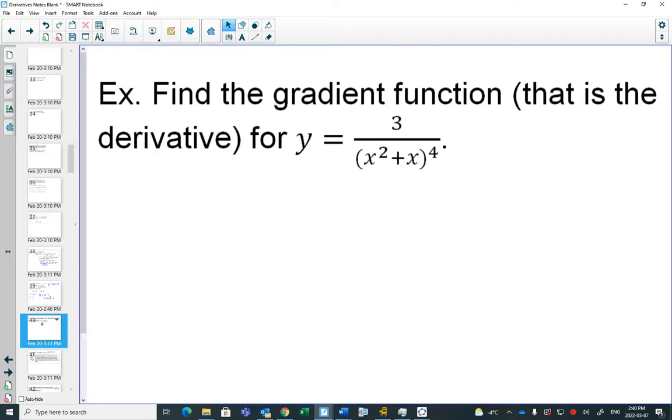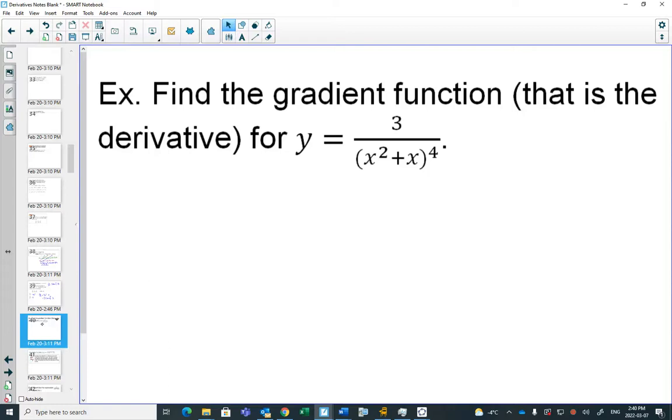If you're dividing, well, you could use your quotient rule. Quotient rule: keep the bottom the same, multiply by the derivative of the top, minus keep the top the same, multiply by the derivative of the bottom, over the bottom kept the same, squared.